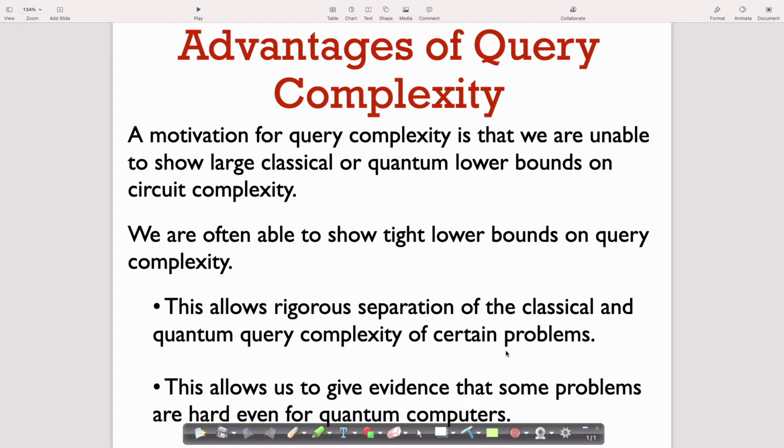Okay, because in the query model, we can show classical query lower bounds, and we can give quantum query algorithms and thus give examples of problems that quantum computers can solve more efficiently than classical computers in this query model. Okay, and also, as I mentioned, we can show lower bounds on quantum query complexity, so that also shows us what problems are probably hard to solve even with quantum computers.